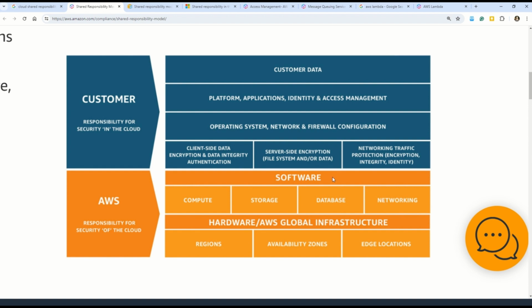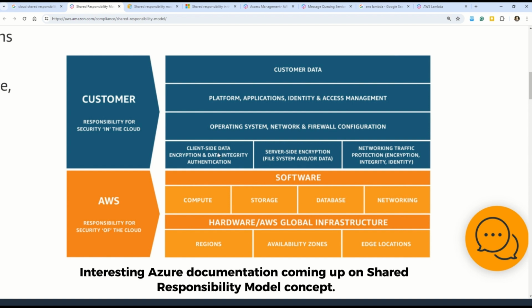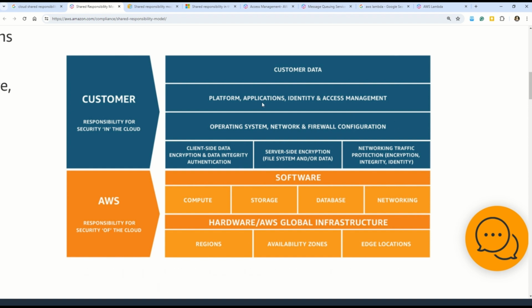But when it comes to the customer, now as a customer, you are responsible for the client-side data, encryption, data integrity, and also the server-side encryption, networking traffic, operating system, network, and firewall configuration. You are also responsible for the platform, application, identity, and access management, which is also known as IAM. And a question on IAM is just coming up, so stay around in this video. And then you're also responsible as a customer, of course, for the customer data.